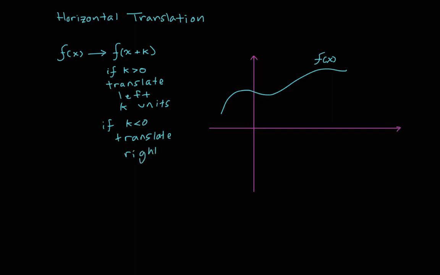So this might seem a little backwards. I find that most students think that if k were positive, you would move the curve to the right, and if it were negative, you'd move to the left. But it's actually the opposite. So why is that the case? Well, you can think of it as your x value starting at a greater value than it did originally. So if k is positive, your x value is actually starting out larger than it would have been.